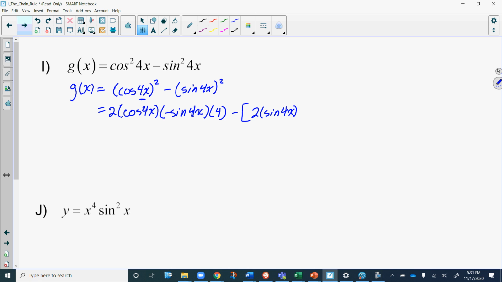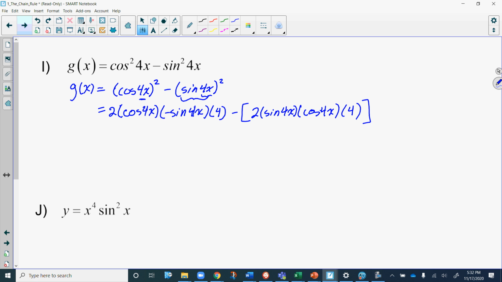And now we look at the inside part. The derivative of the sine of 4x itself is going to be cosine of 4x. Then we take a look at its inside part, the 4x again, and we get another 4 when I take the derivative of 4x. And now let's see what we wind up getting.